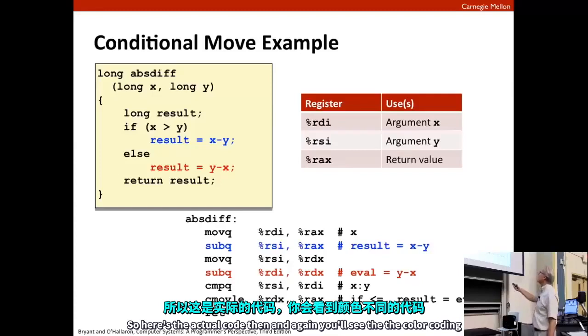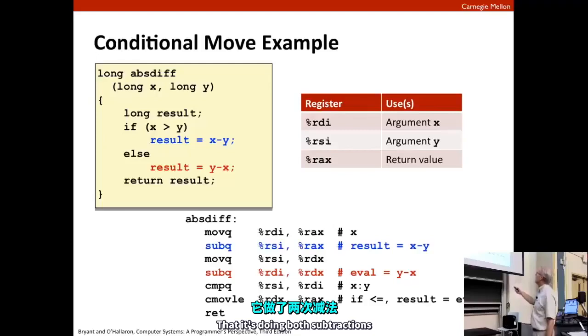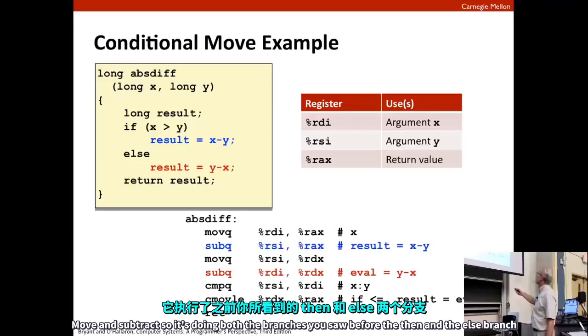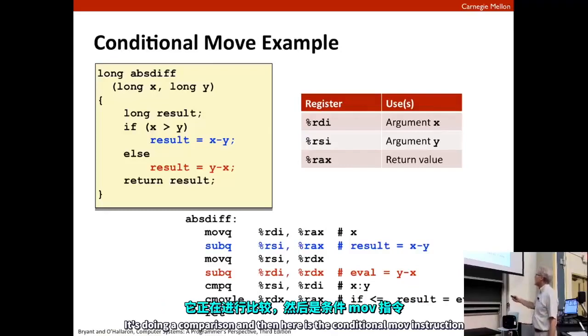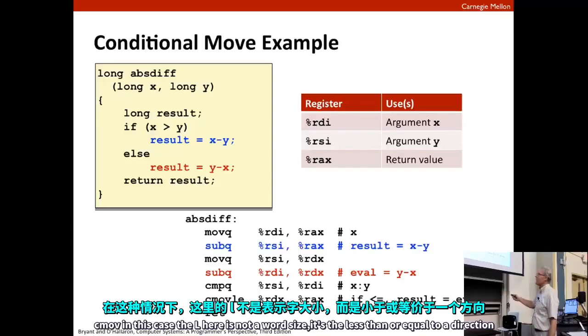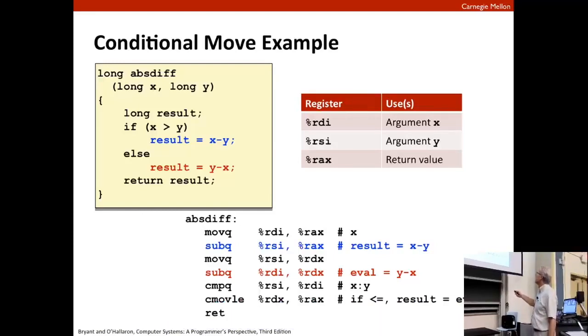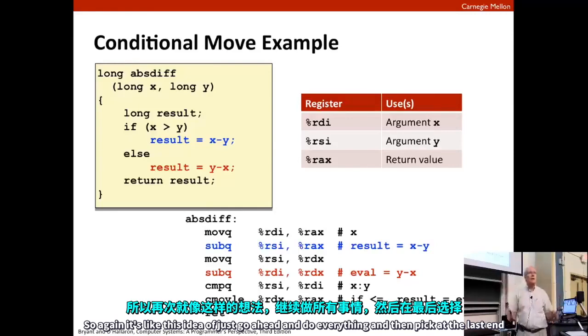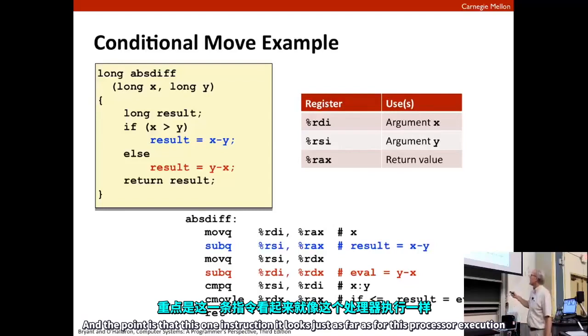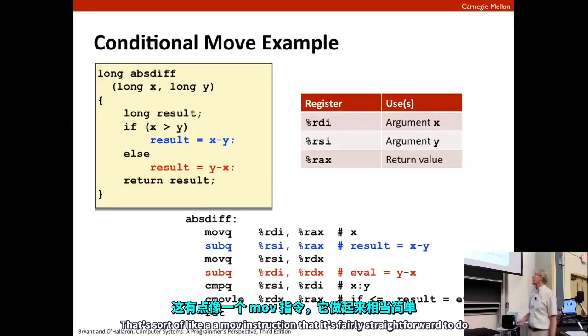So here's the actual code then. And again, you'll see the color coding. It's doing both subtractions. It's actually doing the move and subtract. So it's doing both the branches you saw before, the then and the else branch. It's doing a comparison. And then here's the conditional move instruction. cmovl, in this case, the L here is not a word size. It's the less than or equal to direction. So in the case that I need the red value, you saw the red value was stored in register RDX. In that case, I will copy it into the result register. So again, it's this idea of just go ahead and do everything and then pick at the last end. And the point is that this one instruction, as far as the processor execution, is sort of like a move instruction that it's fairly straightforward to do.